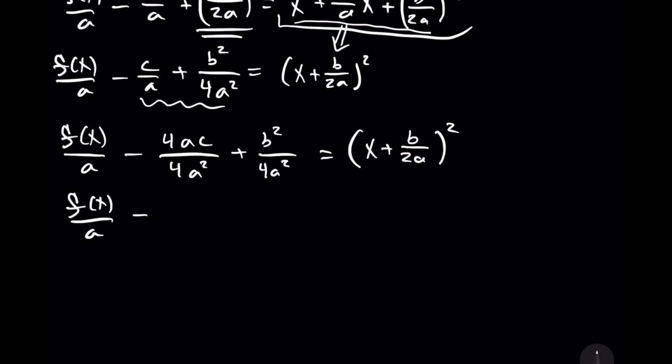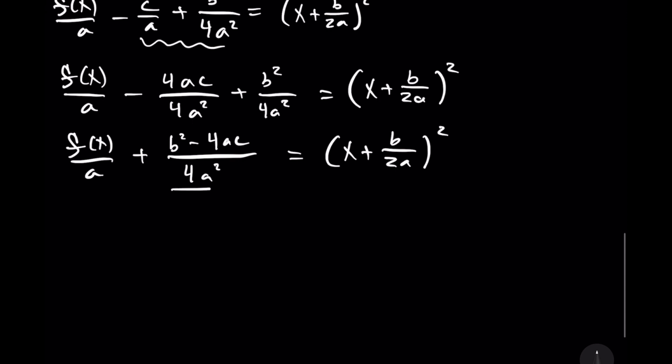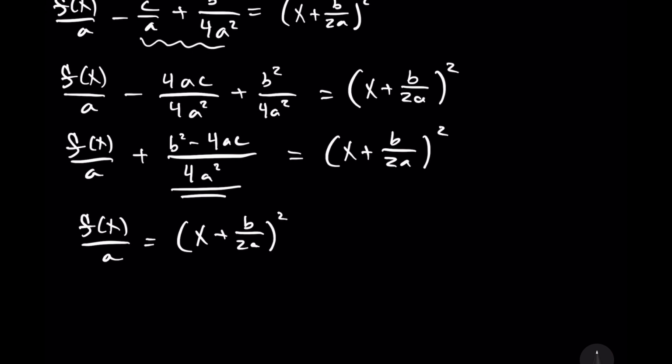I'm going to say plus b squared minus 4ac over 4a squared. And the right-hand side stays the same. Let's subtract that from both sides. So now we have f of x over a is equal to the quantity x plus b over 2a, quantity squared, minus b squared minus 4ac over 4a squared.